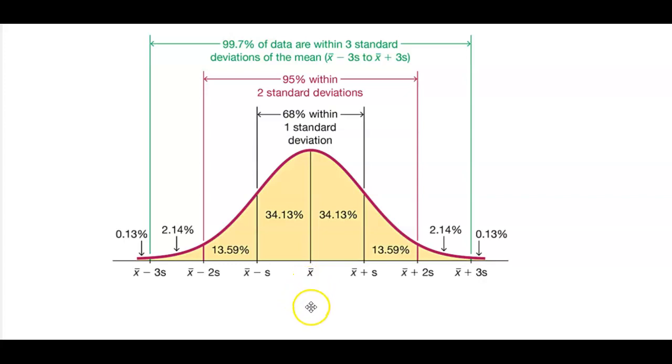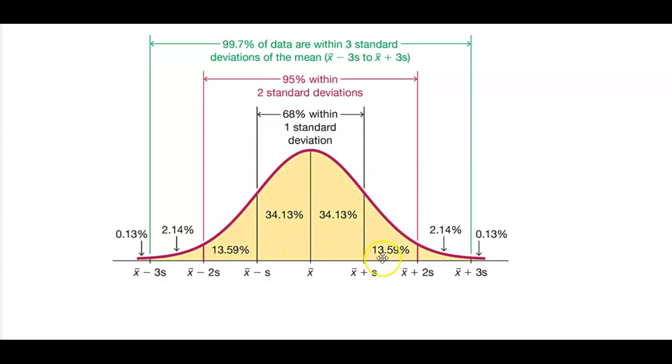Remember here that if you have the mean, which is in the middle, one standard deviation below the mean represents 34.13%. One standard deviation above the mean is 34.13%. When you add them together, it's 68% total that's within one standard deviation of the mean.